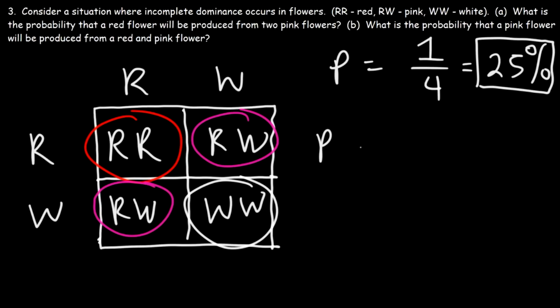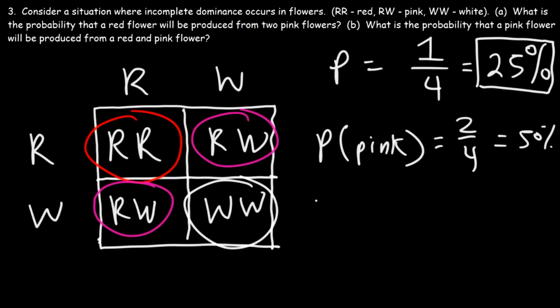If we wish to calculate the probability that a pink flower will be produced, it's going to be 2 out of 4, and so that's going to be 50%. And the probability of getting a white flower is just 1 out of 4, which is 25%.